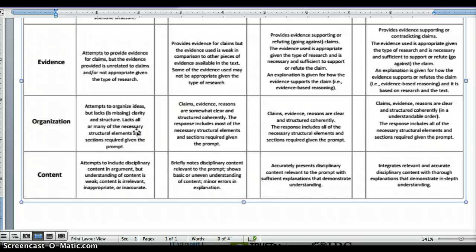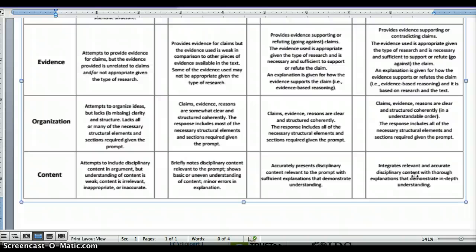And last but not least, the content piece. This is where you're incorporating what we've learned about the chemistry. So have you thoroughly described how a nuclear power plant works? Have you integrated the concepts of global warming and the role that carbon dioxide and other greenhouse gases play in global warming?